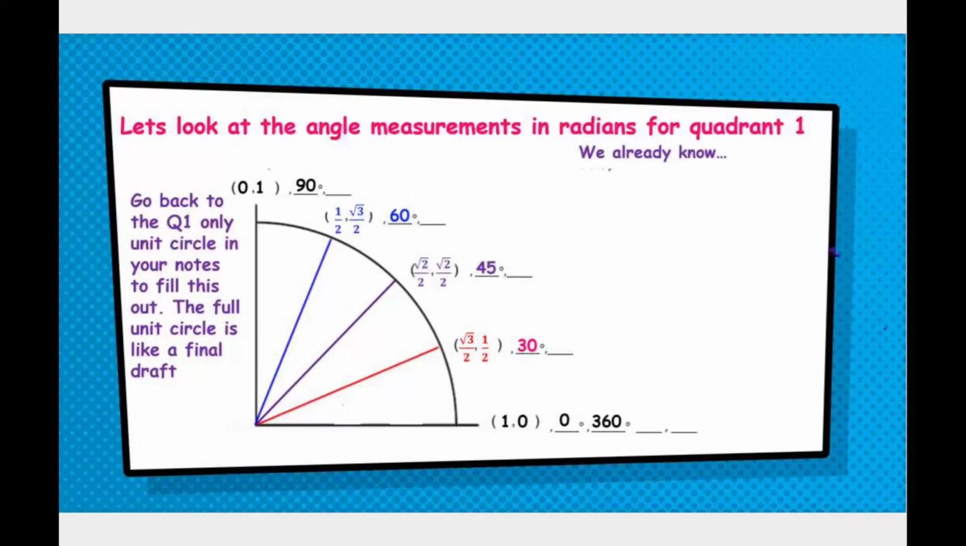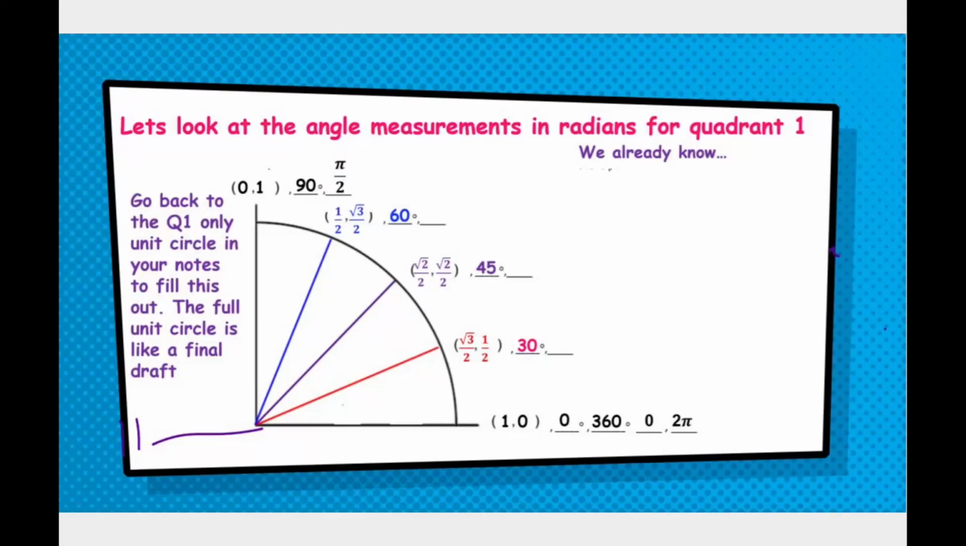Let's look at the angle measurements for radians in quadrant 1. Okay, so we've talked about degrees to radians. We know a full rotation is 2 pi, so I'm going to go ahead and label that 2 pi at the bottom next to 360. And we've talked about the 90 degree is pi over 2. We talked about that before the break. Because if a full time around is 2 pi, then halfway around the circle, on the other side of this x-axis, that would be pi. So halfway between 0 and pi is pi over 2.